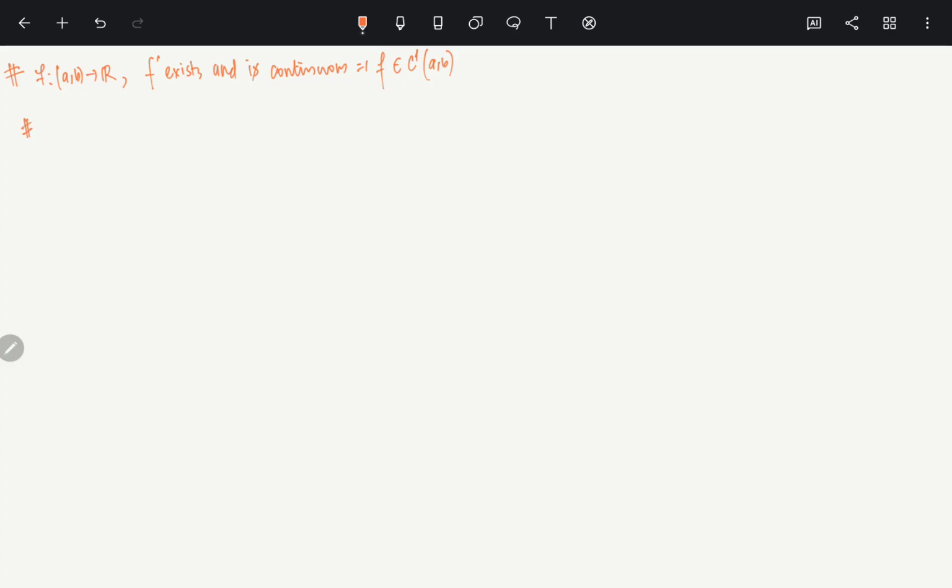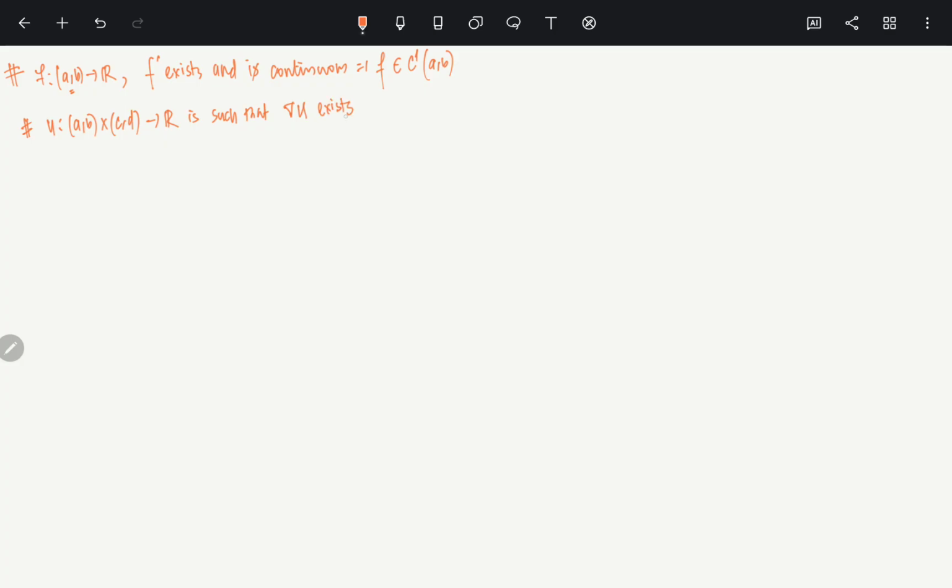Now in our case, (a, b) becomes (a, b) cross (c, d). So u goes from (a, b) cross (c, d) to R. Let's say this function is such that the derivative exists. What is the derivative? This is the gradient of u. That exists for all points.